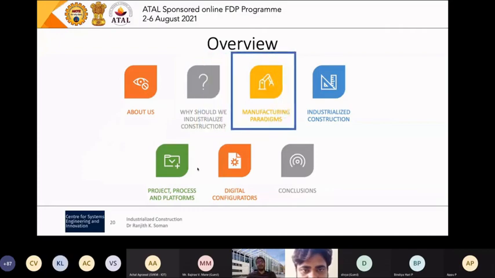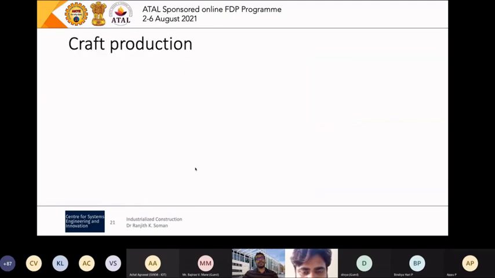So for that, first we need to look at how manufacturing evolved. And why we are doing this particular idea is to look at, is our traditional construction something in line with manufacturing in the past, or is it different? So first starting with craft production. This was the manufacturing process before the Industrial Revolution.